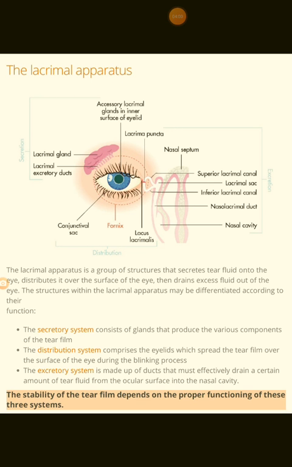Then we have a distribution system which includes the lacrimal excretory ducts, and eyelids which spread the tear film over the surface of the eye. Then we have an excretory system which is made of the ducts which effectively drain the tears from the ocular surface into the nasal cavity, okay, through the nasolacrimal duct. So this is the pathway which is followed by tears. Whenever we talk about the lacrimal apparatus, we will talk about these different structures.